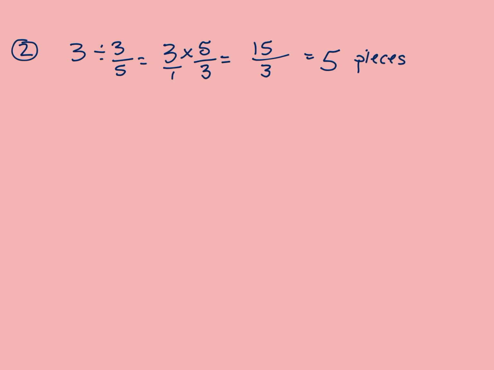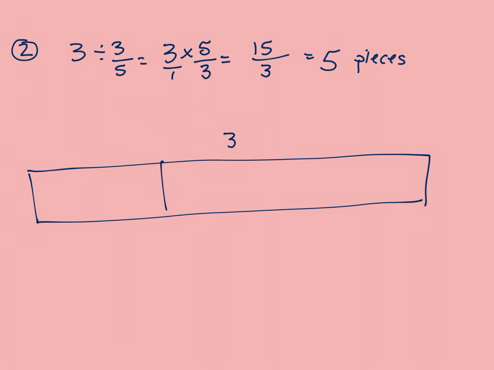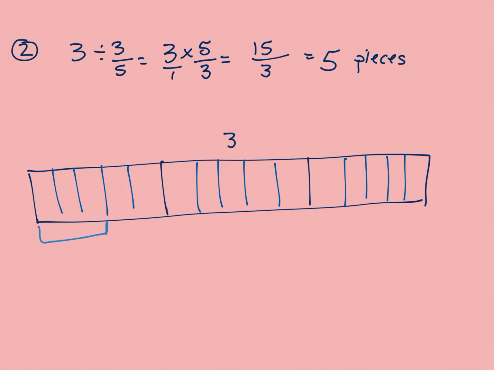So in a diagram, how many 3/5 pieces are in 3? So if I have 3 big chunks, each one being a whole number, we're going to split them into fifths. And then we need to figure out how many 3/5 sections there are. So here's one set of 3, 2, 3, 4, 5.